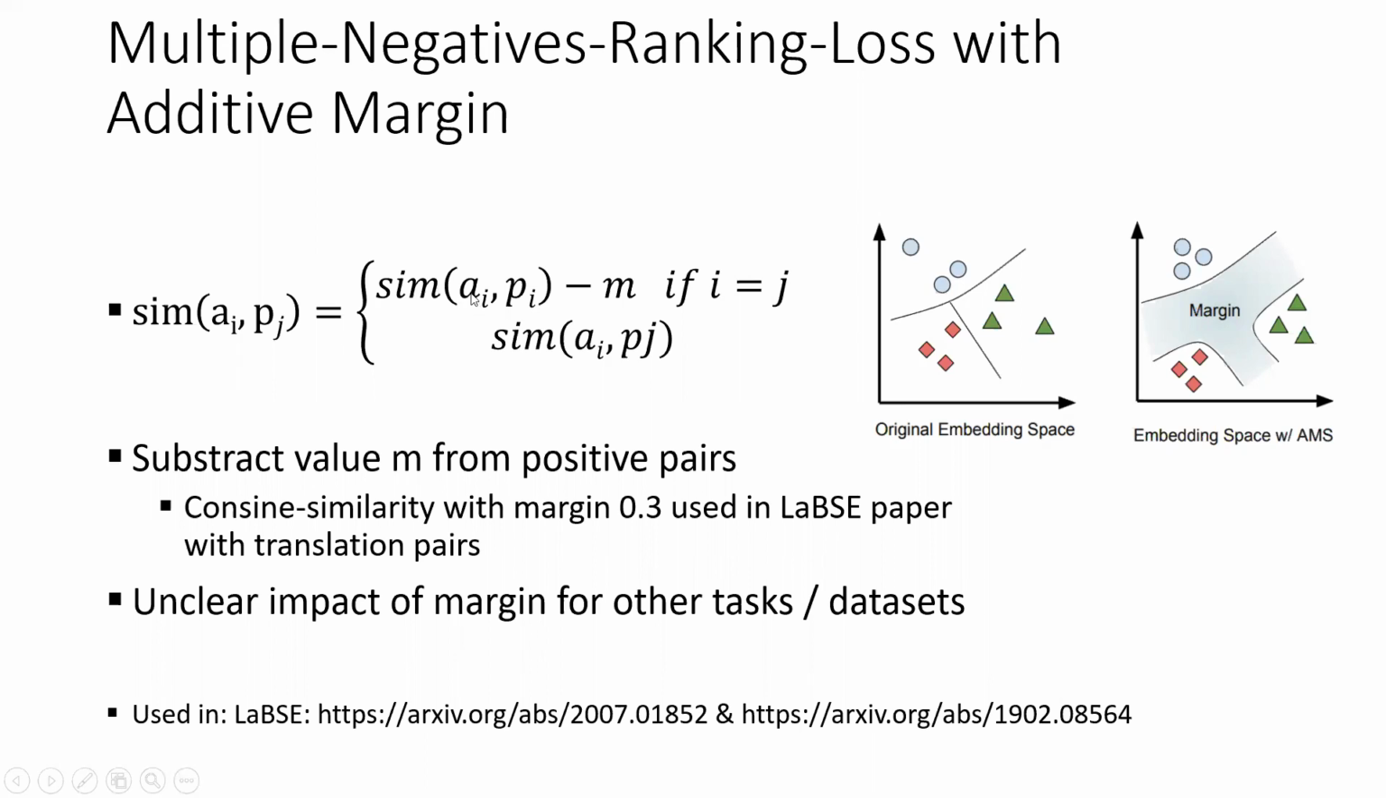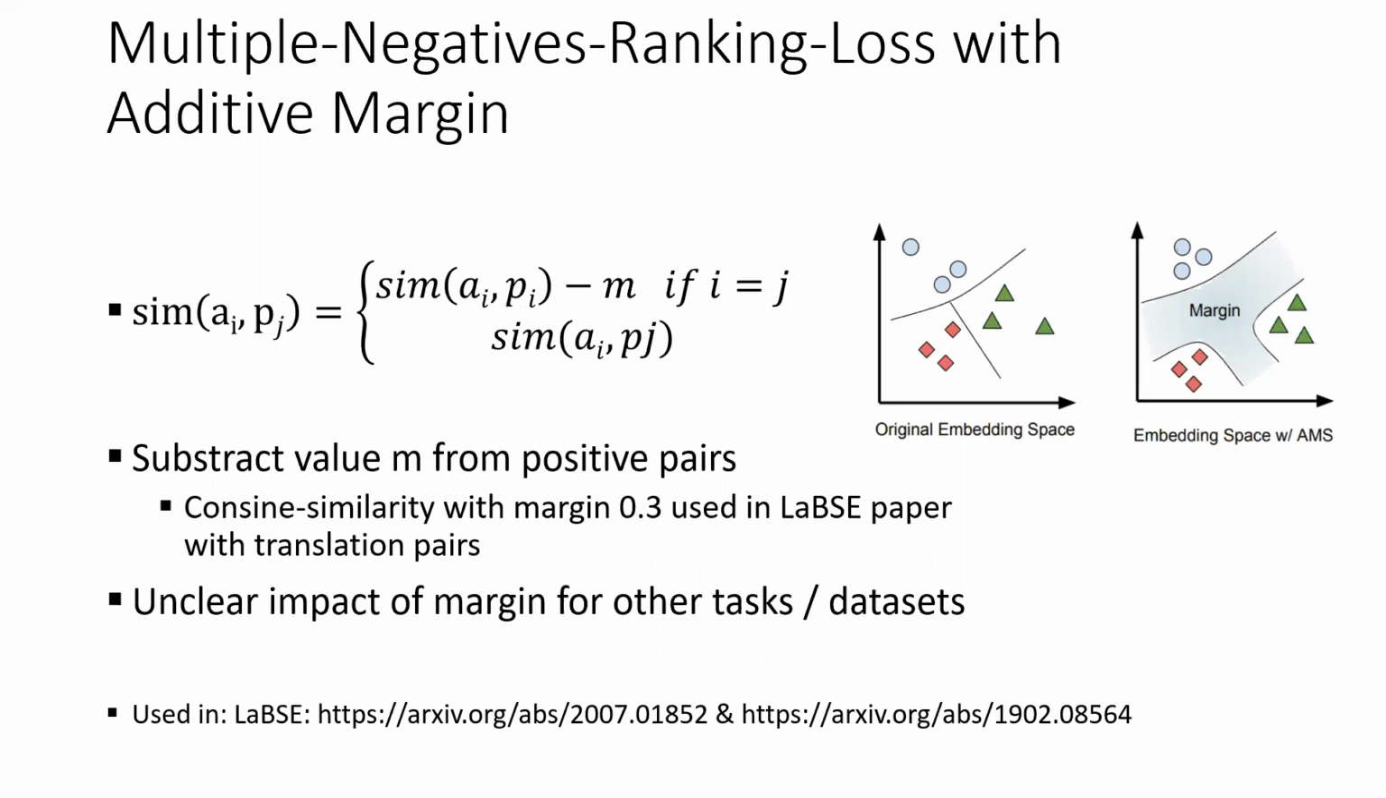So if the question and the paragraph have a cosine similarity of 0.9, they subtract 0.3. So in your computation, they have just a similarity of 0.7. And this will force the question and the answer to be closer in vector space.